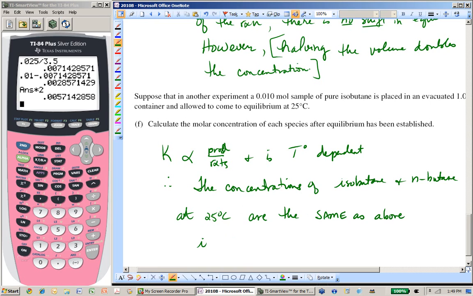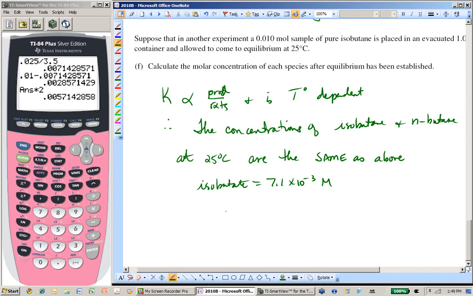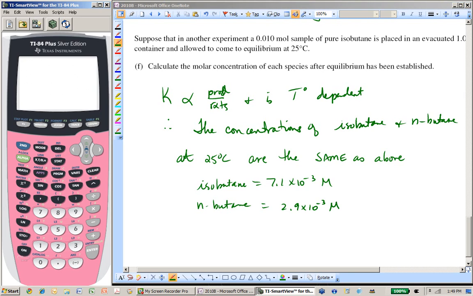So, isobutane is 7.1 times 10 to the minus 3 molar, and N-butane is 2.9 times 10 to the minus 3 molar. Because they've got to maintain that same ratio. They're at the same temperature.